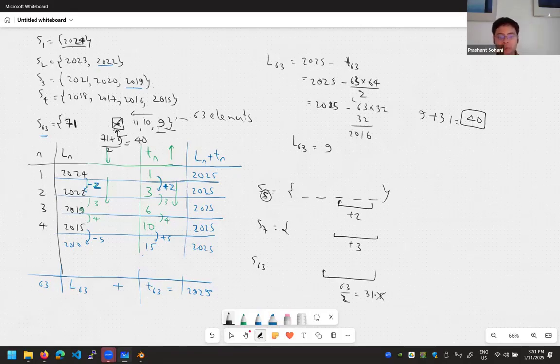But all of this was because of this observation that we write the last element like a table, and then you observe that these values are decreasing with triangular numbers. The intervals between these are decreasing in the same way in which triangular numbers are increasing. So therefore, I can say Ln plus Tn is constant throughout, and so I'm able to get the value of L63 directly.